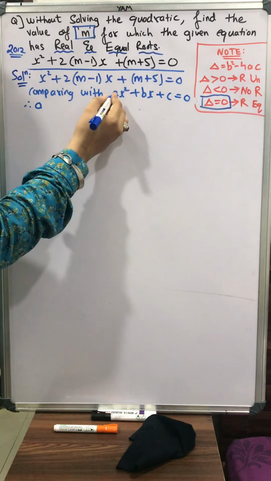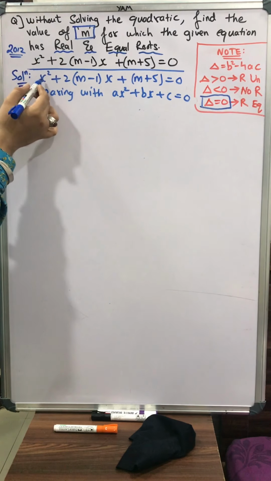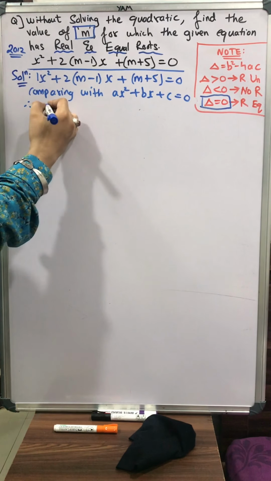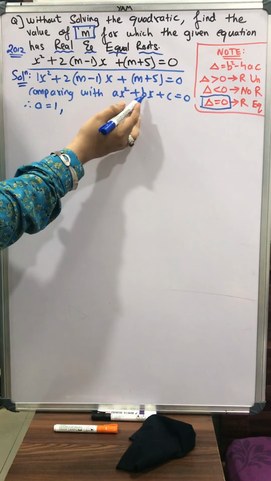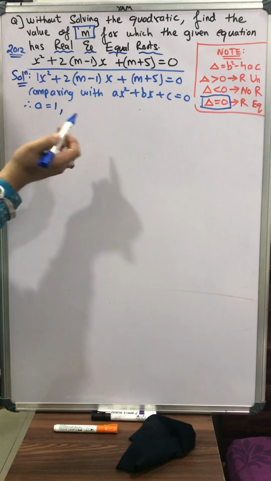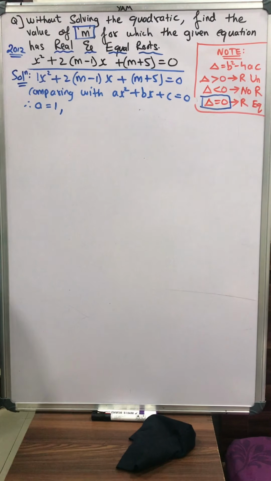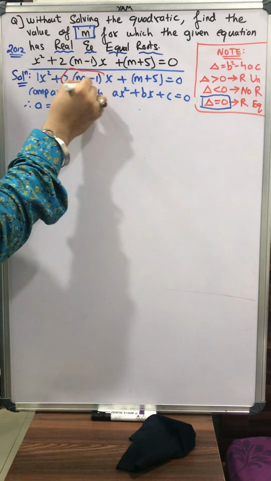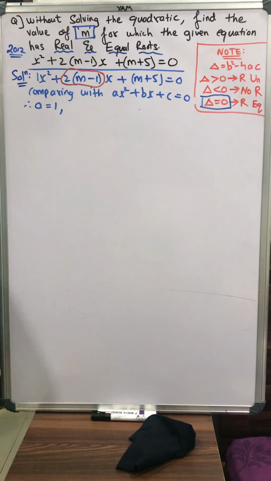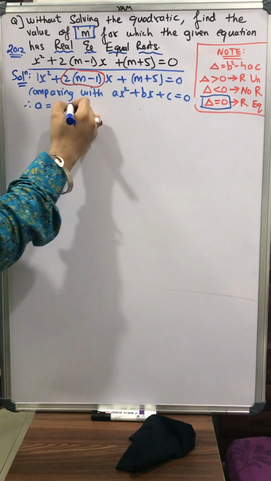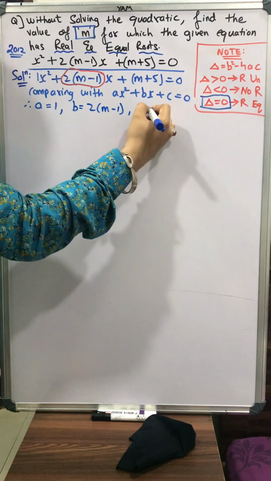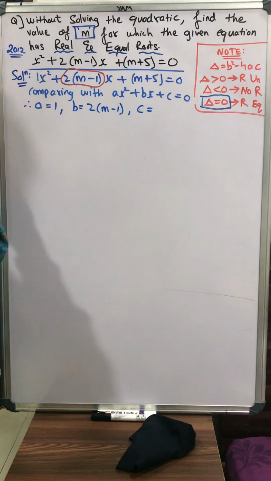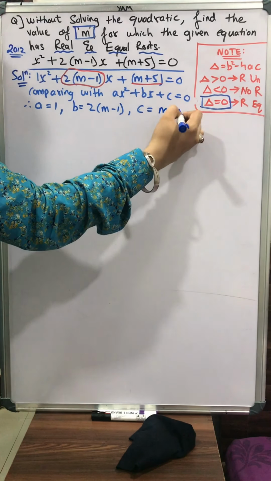Therefore a is nothing but the coefficient of x square. Here along with x square we have nothing, that means we have 1. So a is equal to 1. Fine. Then b is the coefficient of x. So along with x, students, we have 2 into m minus 1. So the value of b will be 2 multiplied by m minus 1. Okay, c is the constant term. Our constant term is m plus 5. So my constant term will be m plus 5.